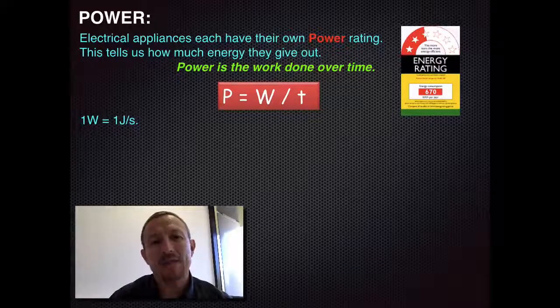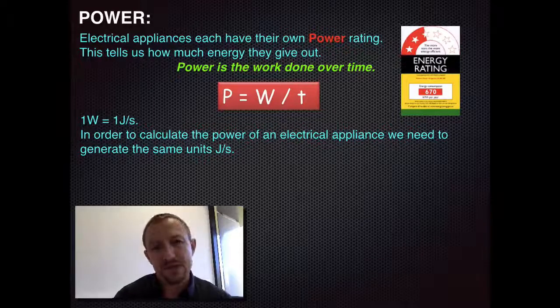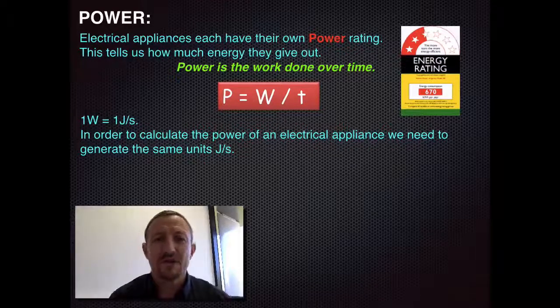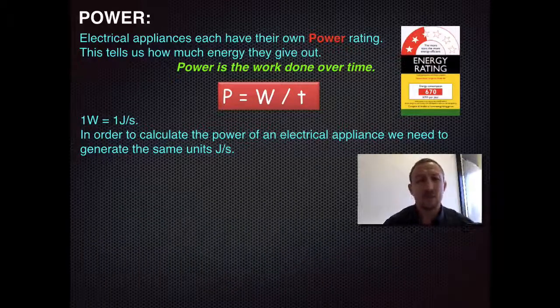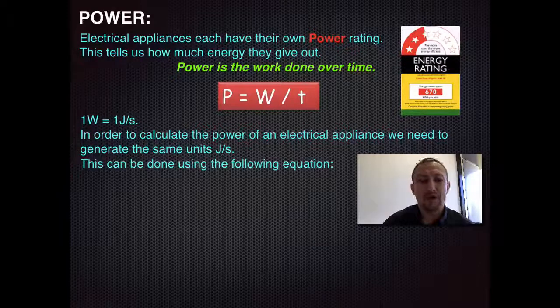So power is given the unit watts, W-A-T-T-S, and 1 watt is equal to 1 joule per second. So in order to calculate the power of an electrical appliance, we need to generate the same units in joules per second. You may get a question along the lines of so many joules occurred per second or per minute. You then need to convert it into seconds, and then you would write your power in the form of watts.